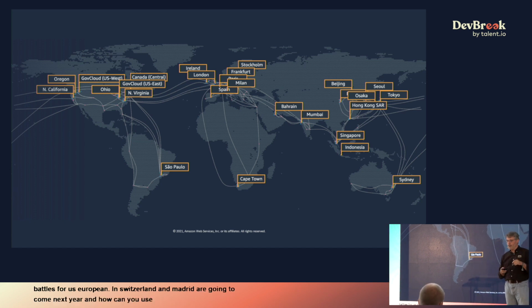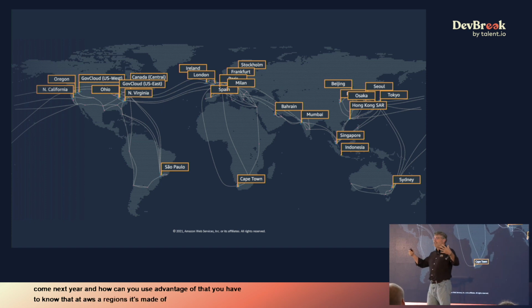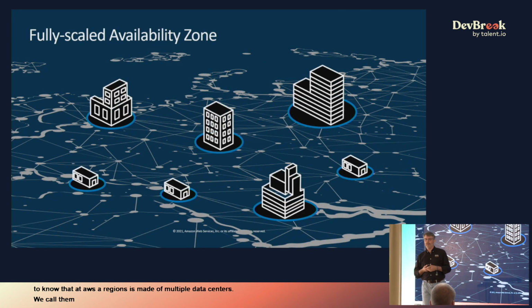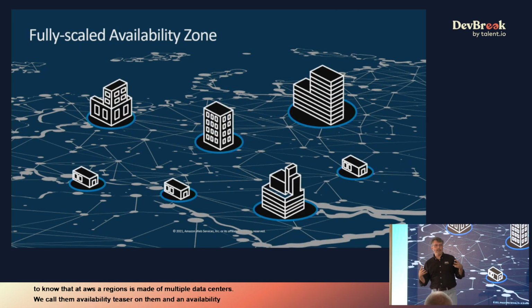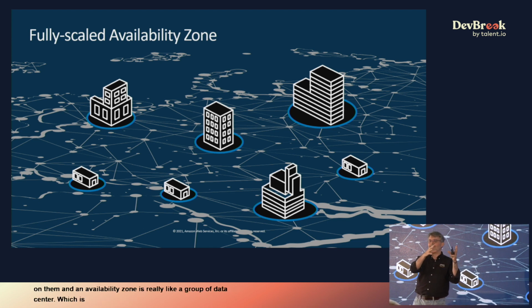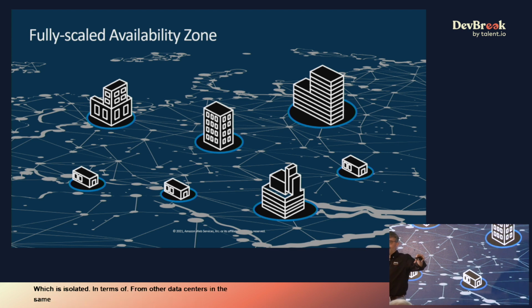And how can you take advantage of that? You have to know that at AWS, a region is made of multiple data centers. We call them availability zones. And an availability zone is really like a group of data centers which is isolated in terms of errors from other data centers in the same region.